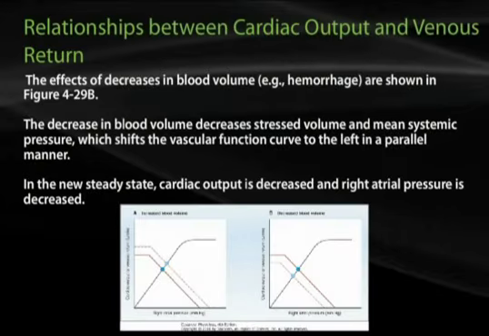The effects of decreases in blood volume, for example hemorrhage or severe bleeding, are shown in Figure 4-29b. The decrease in blood volume decreases the stressed volume and mean systemic pressure, which shifts the entire vascular function curve to the left in a parallel manner. In the new steady state, cardiac output is decreased, and the right atrial pressure is decreased as well.